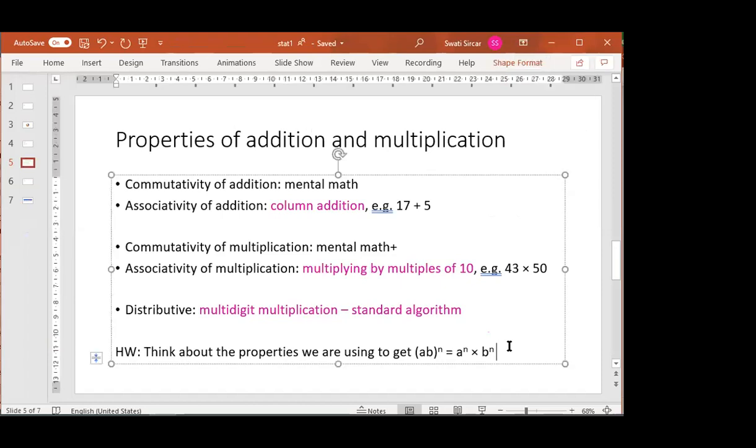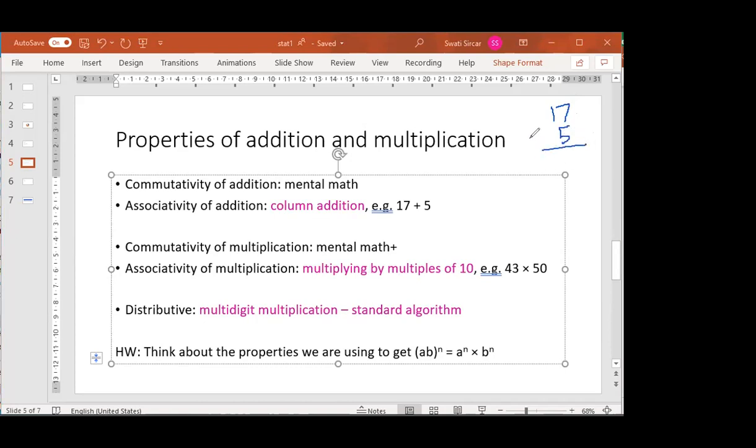So as many of you have mentioned, for commutativity of addition, if you have two numbers, instead of adding the bigger number to the smaller number, it's easier to add the smaller number to the bigger number, especially for mental math. Now, what I want to highlight is that apart from those mental math aspects, it is very important in some of the standard algorithms that we do. So let's take this case of 17 plus 5.